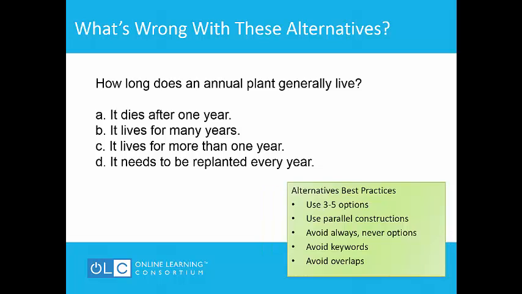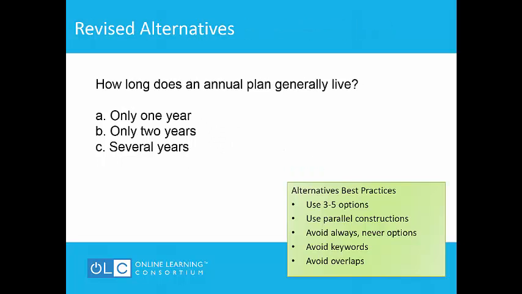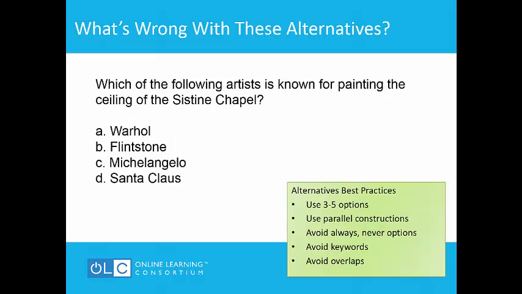Here's a revision of the question. You can see that the alternatives are now all written to talk about the same thing, length of life in years. We've also removed the overlapping responses. Here's another one. What's wrong with these alternatives? Looking at the list, you can see that two of the alternatives are obviously not plausible. The question asks for an artist, but two of these responses are fictional characters that can quickly be eliminated. That increases the chance that the student will be able to guess the correct response, and therefore you'll receive an inaccurate view of the student's knowledge.